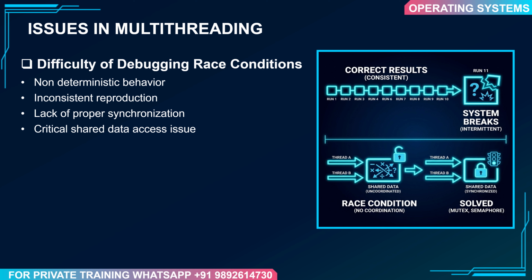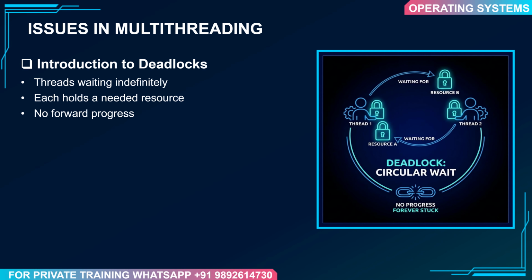Later, when we talk deeply about critical sections, mutexes, and semaphores, you will see how operating systems and programmers solve this problem. For now, it is enough to understand that race conditions arise because multiple threads act on shared data without coordination. Now let us move to deadlocks, which are even more dramatic.